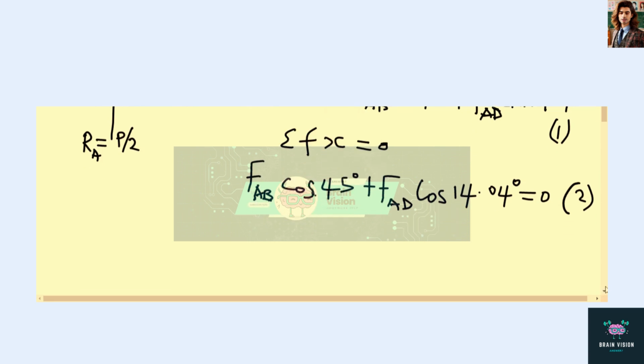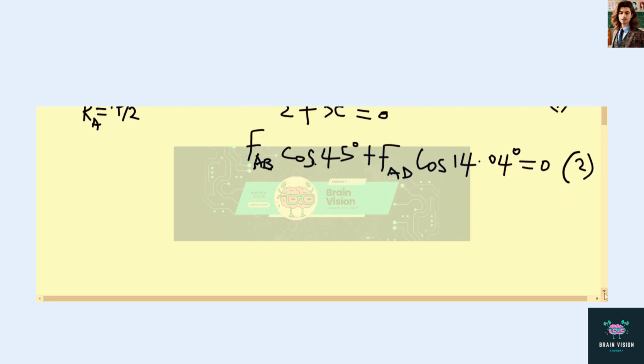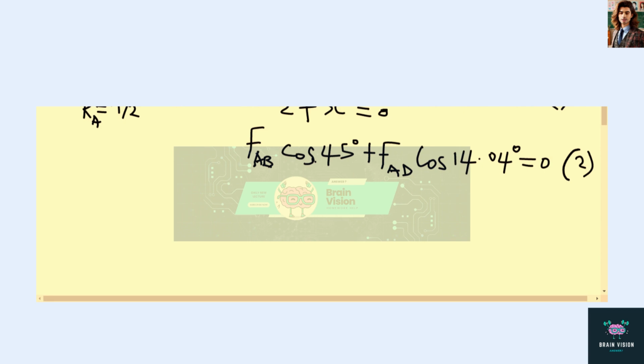Now, if we solve these two equations, and we consider equation 2, making F sub AB the subject of the formula, plugging in the values of your cosines and all the values you need to put in, we are going to arrive at this value for F sub AD.